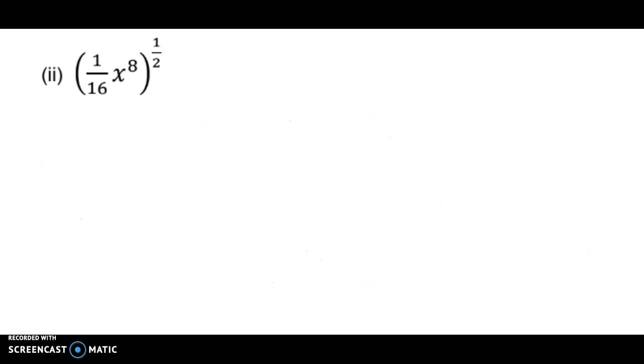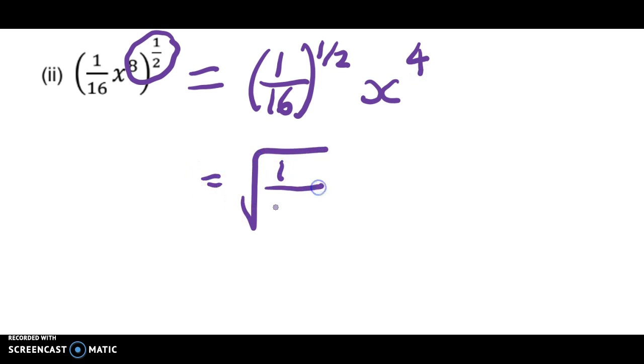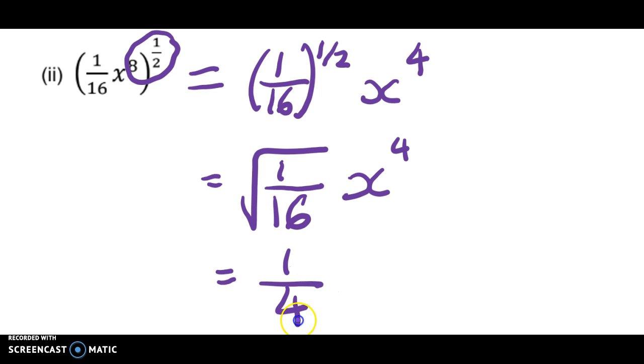The next one was one requiring you to understand indices and fractional powers. So we can write this out like this: 1/16 to the power of a half times x. I'm going to multiply those powers together to the power of 4. So this is asking me, what is the square root of 1/16? The square root of 1 over 16 is just 1/4. So also a U code.